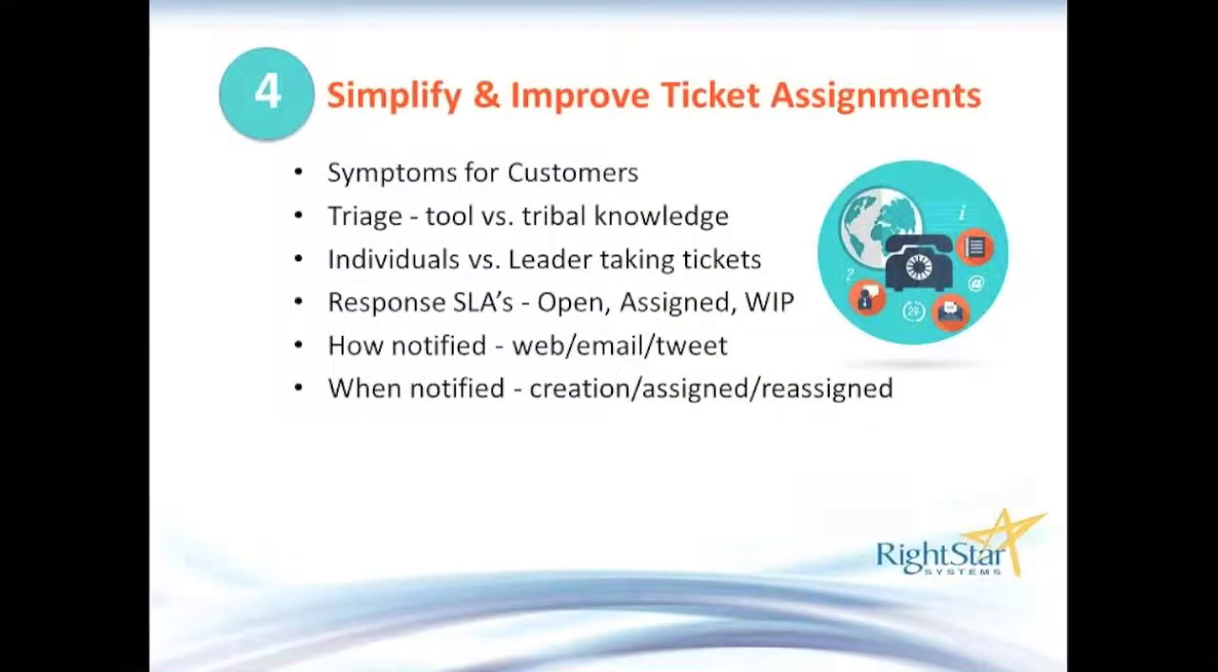I always favor the tool method over tribal knowledge, because tribal knowledge is the weakest link in the chain syndrome. If you have somebody that's new to the help desk or doesn't know everything, and who knows everything, they could assign to the wrong team. So help out your service desk by having a list of symptoms, even if you're doing triage, to help the service desk team use the tool to route tickets.